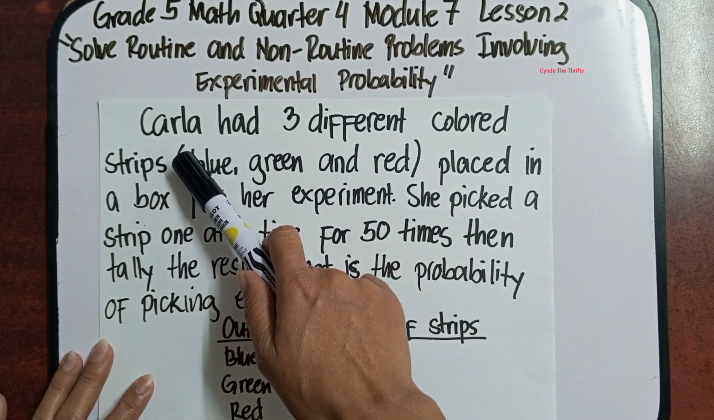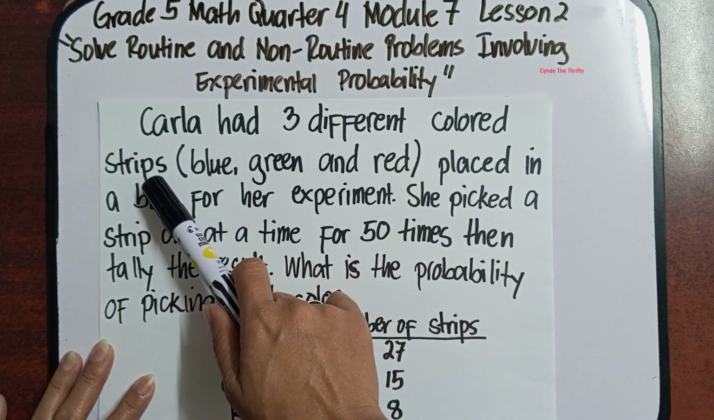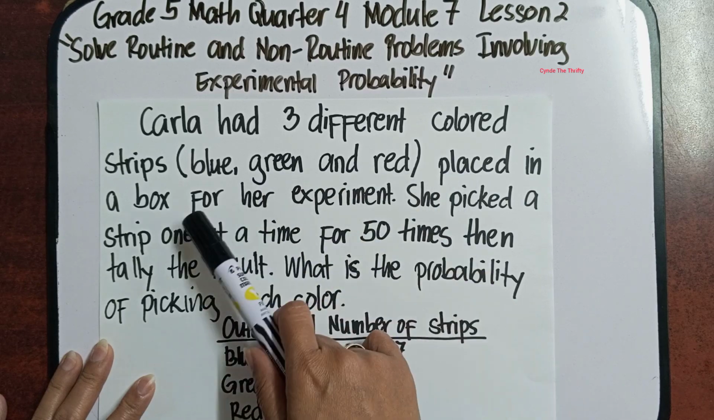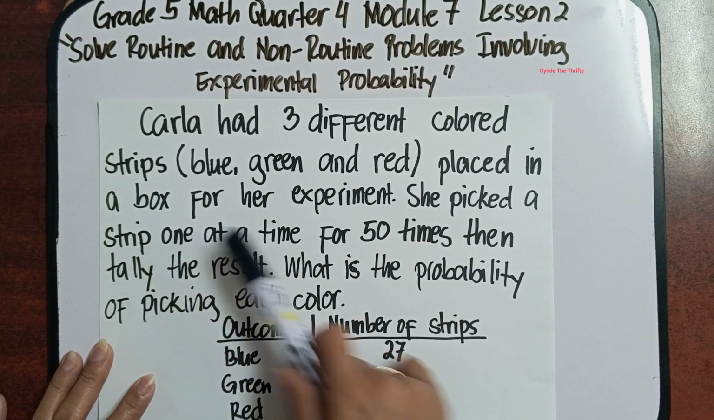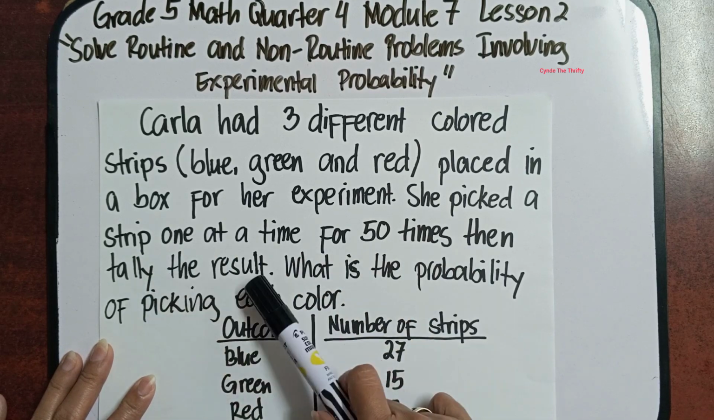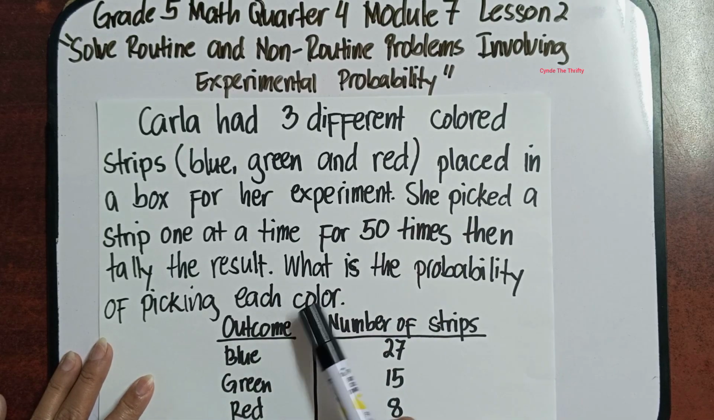Meron tayong example dito. Carla had 3 different colored strips, blue, green, and red, placed in a box for her experiment. She picked a strip one at a time for 50 times, then tally the result. What is the probability of picking each color?